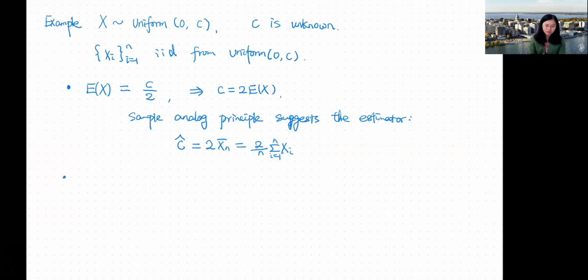For example, for the uniform distribution, alternatively, you could also try the variance. Try using the variance formula for the distribution. The variance of X, as we have calculated before, equals 1 over 12 times the length of the interval, which is also C, squared. So that implies C equals square root of 12 times variance of X.